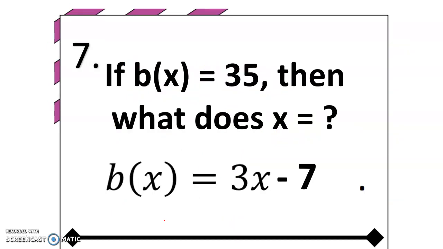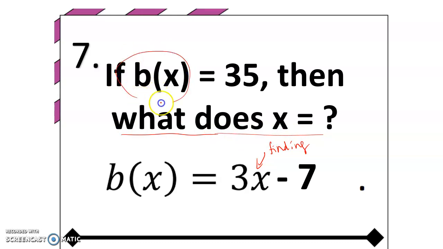Alright, changing up the problem type here. If b of x equals 35, then what does x equal? Okay, so we're finding x now. We don't know what x is because it says, what does x equal? So I can't input for x if I don't know what it is.